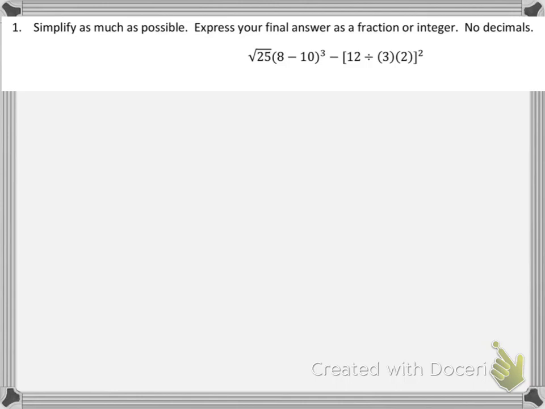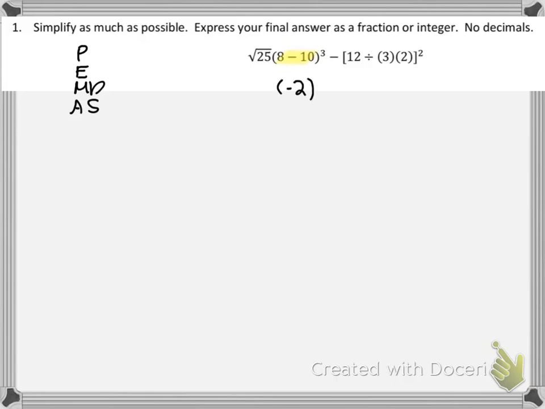In order to do this, we need to remember our order of operations, which is please excuse my dear Aunt Sally. P stands for parentheses and actually can stand for any grouping symbols. So let's see if we can find some grouping symbols. One grouping symbol that I see here are these parentheses. So I can evaluate 8 minus 10. Well, 8 minus 10 is negative 2.